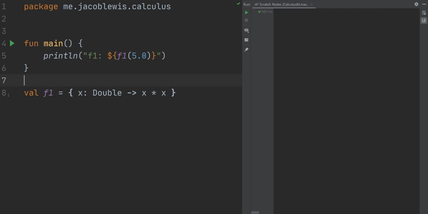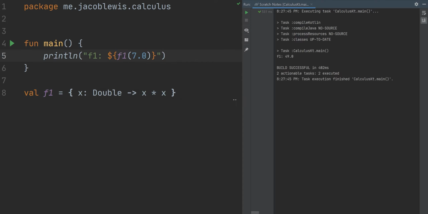Here I have a simple lambda that takes a double as a parameter and returns a double as a result. This function is just a simple x squared polynomial. Let's test this out at point 7. There we go, 7 squared is 49, as expected.